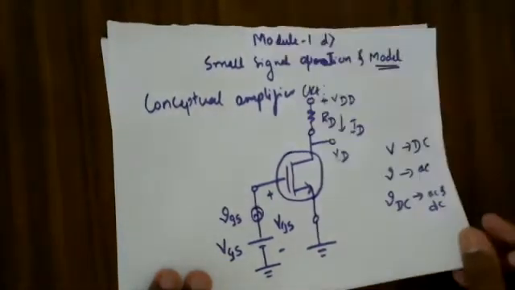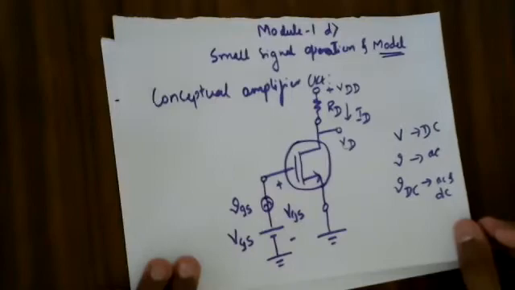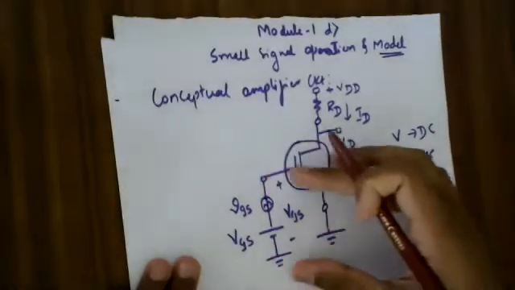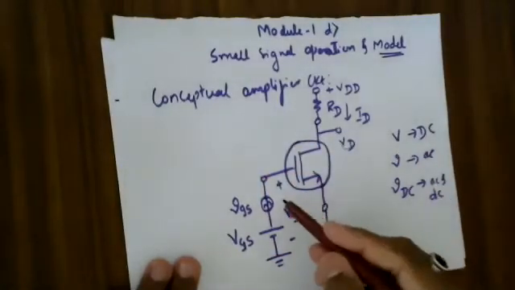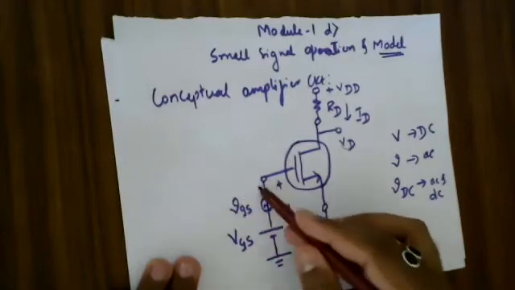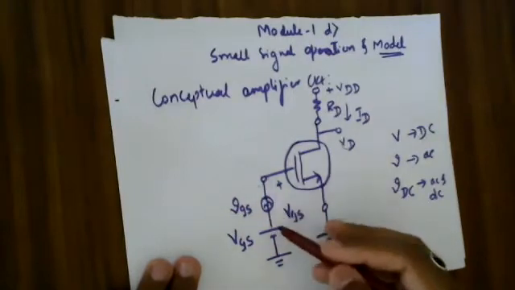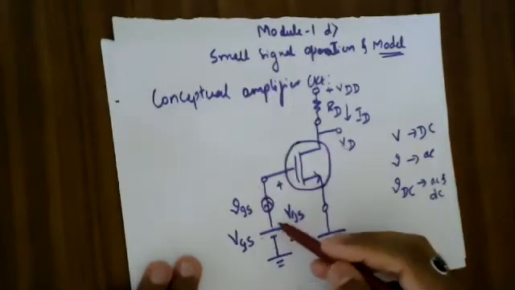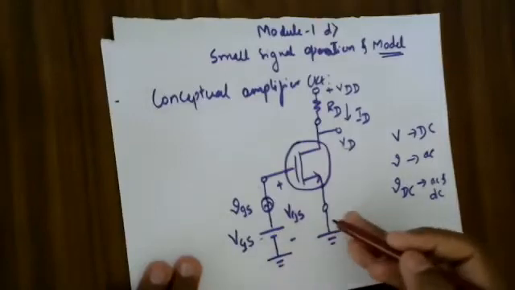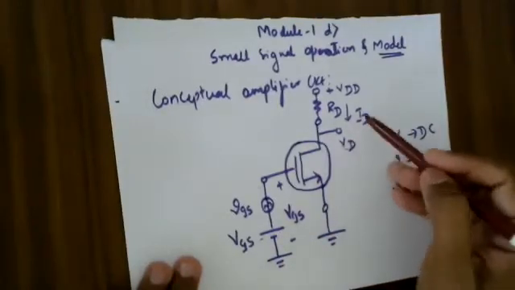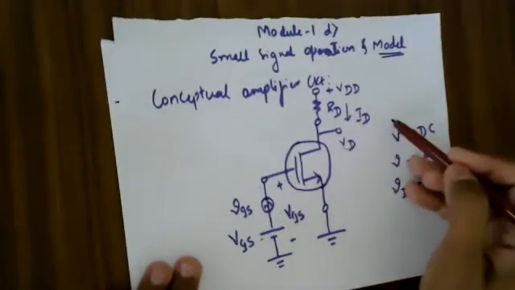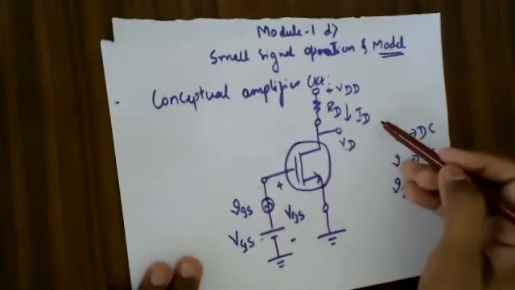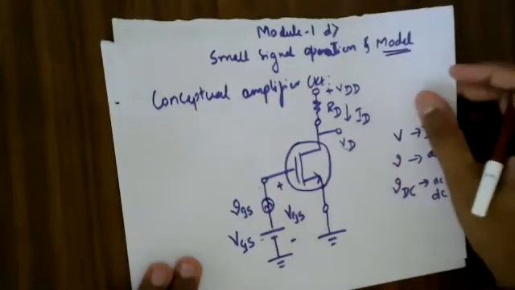Now, what you need to remember over here is your input signal, your small signal to be specific, is superimposed on a DC signal. It simply means that in the case of your output, whenever you get an AC signal, it also will be superimposed on your DC signal.